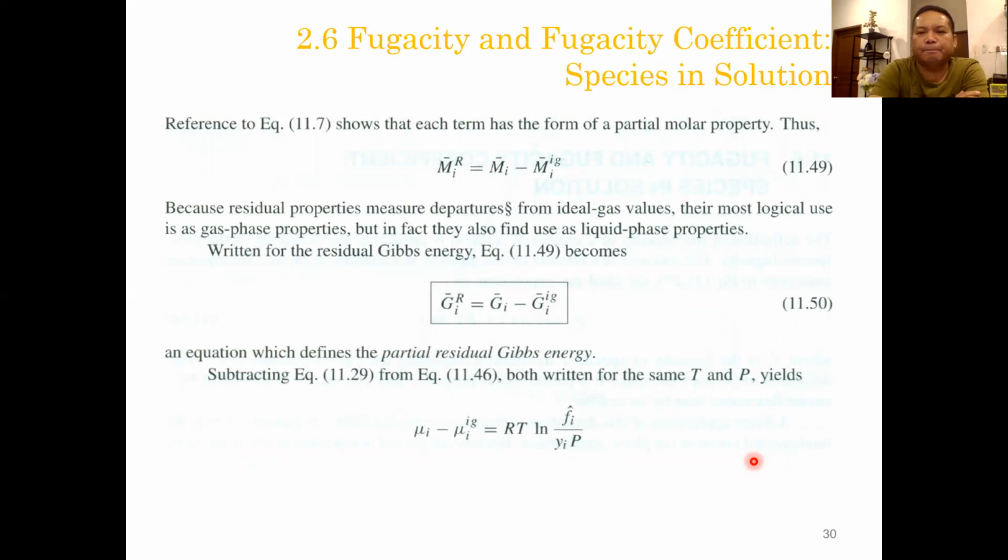For the partial molar property, we have the residuals. This is the partial residual, equal to the actual minus the ideal gas value here. This also applies for Gibbs energy. Then subtracting 11.29 from 11.46, both at the same T and P, you can do your maths later. And we find that mu i minus mu i ig is equal to this, this equation here.